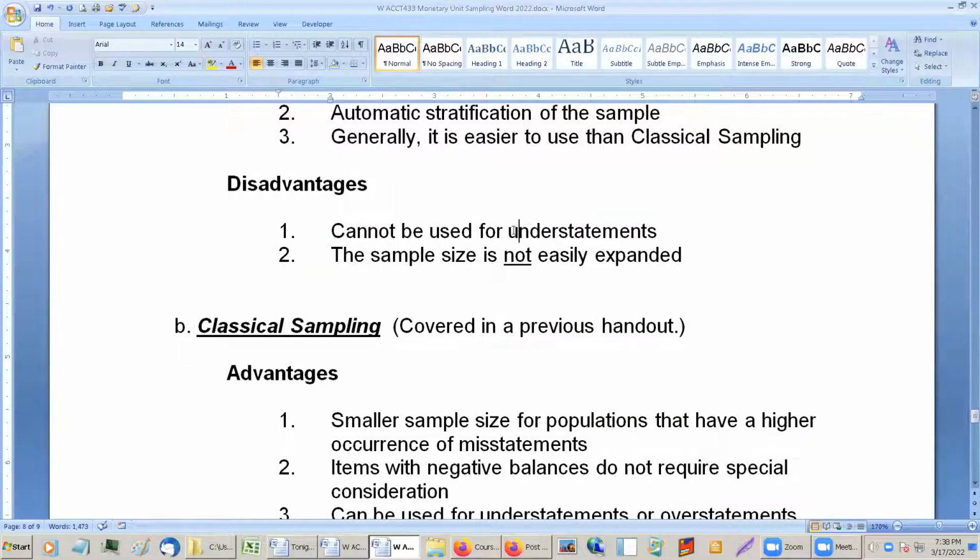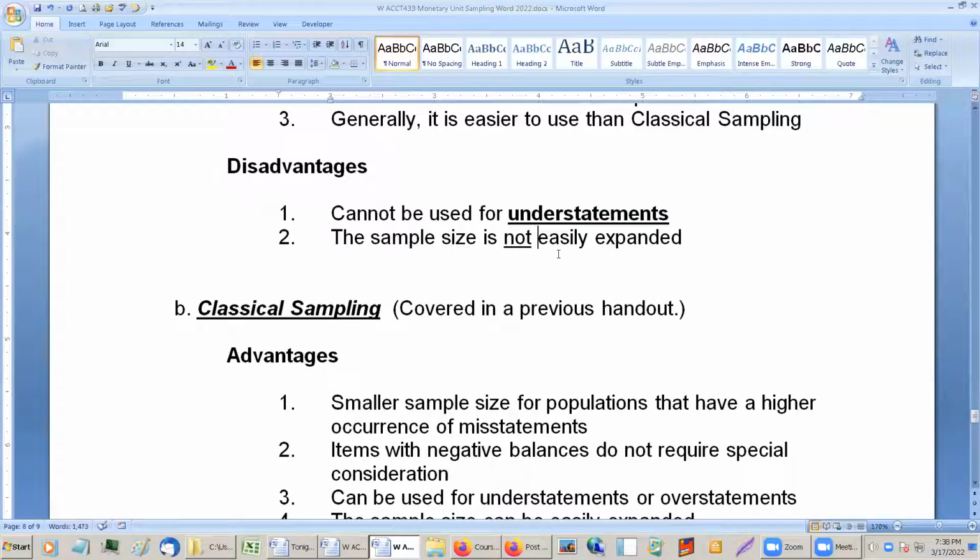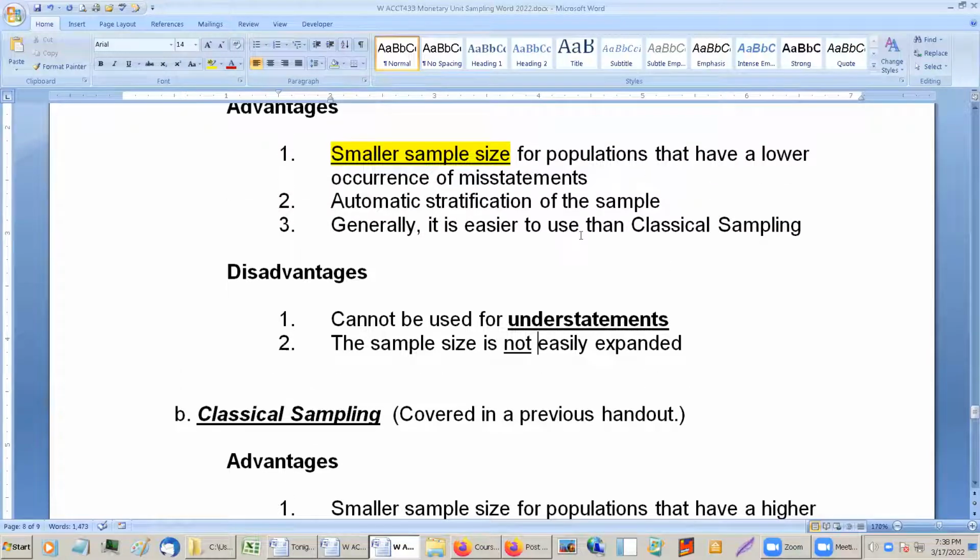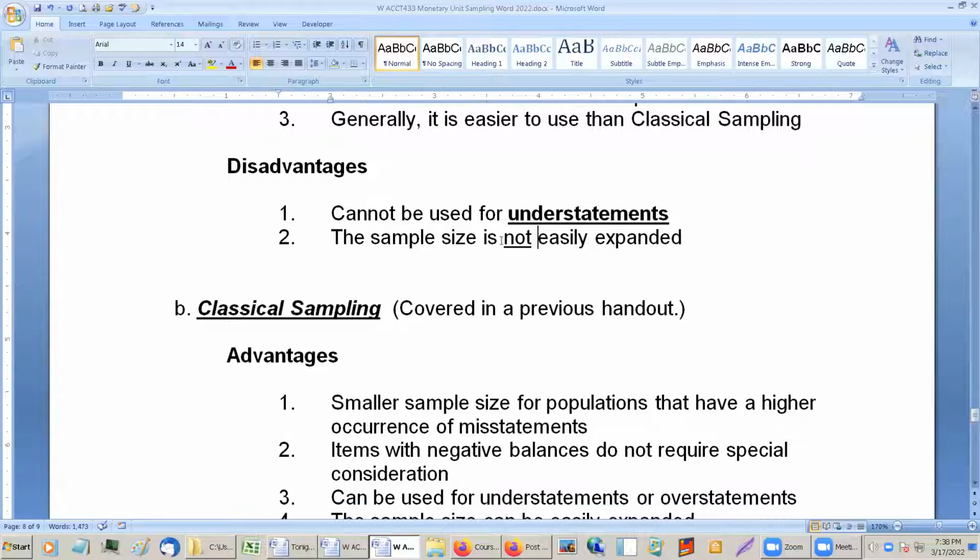Disadvantages, and this is a huge one, is it cannot be used for understatements. And also, it cannot easily be expanded. In other words, if you have to take a bigger sample, it's harder to do with this one. Because here's what happens. You take a sample and you come up with some projected misstatement. Now, sampling in general, let's say you're sampling at the 5% level. That means 1 in 20 times you're going to be wrong.